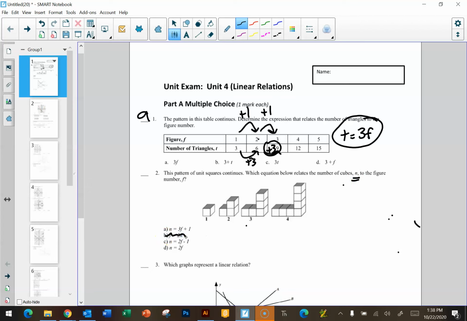So we know it can't be that one. So the number of cubes equals 3f plus 1. So 1 would be the value for f here. So 3 times 1 is 3 plus 1 is 4. Well, clearly there's not 4 cubes there, so that one's not going to work. Let's look at 2f minus 1. So if f is 1, 2 times 1 is 2, minus 1 is 1. Okay, so that one checks out. And let's check it on the second one here. So f equals 2, so that'd be 4 minus 1 is 3. There's 3 cubes there. I'll check it one more time. So n equals 2f minus 1, so 2 times 3 is 6, minus 1 is 5. 1, 2, 3, 4, 5. So this one checks out. It's going to be C.